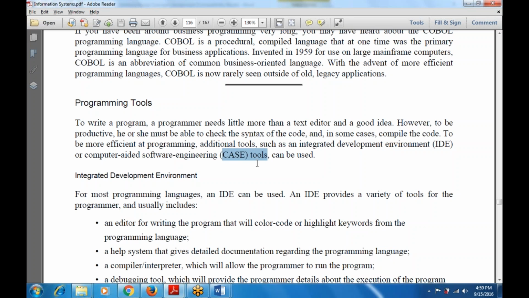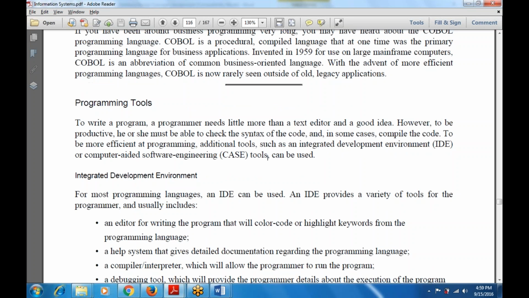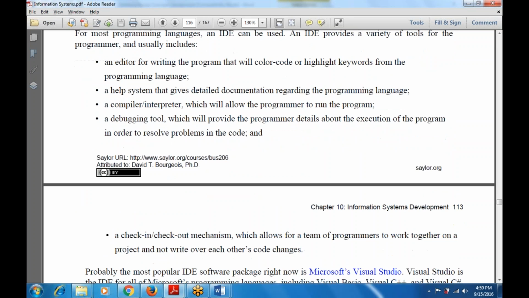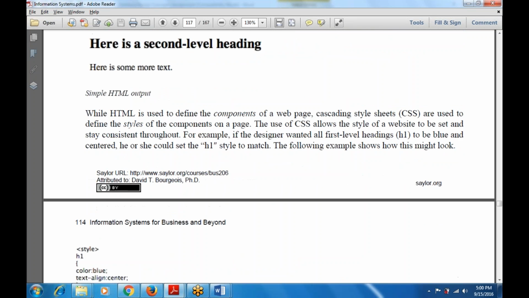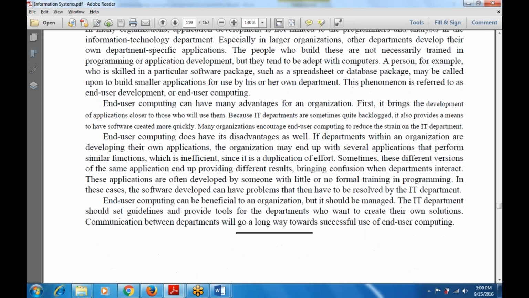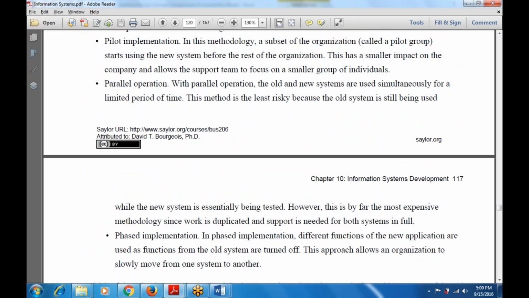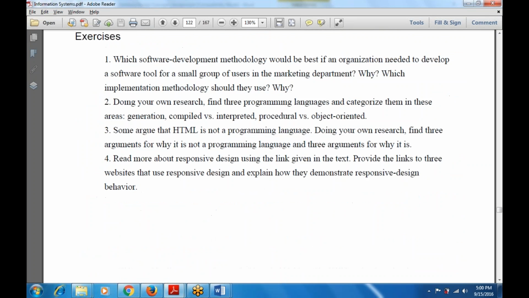Then what are the various CASE tools? Programming tools, that is CASE, computer aided software engineering tools, or the IDE, integrated development environment, that can be used for programming. This is one of the design tools that is used for websites, that is HTML, hypertext markup language. These are the various codes. And the next one is CSS, how to use CSS with this. Then change management, how to use change management, what is maintenance. Then summary of this chapter.